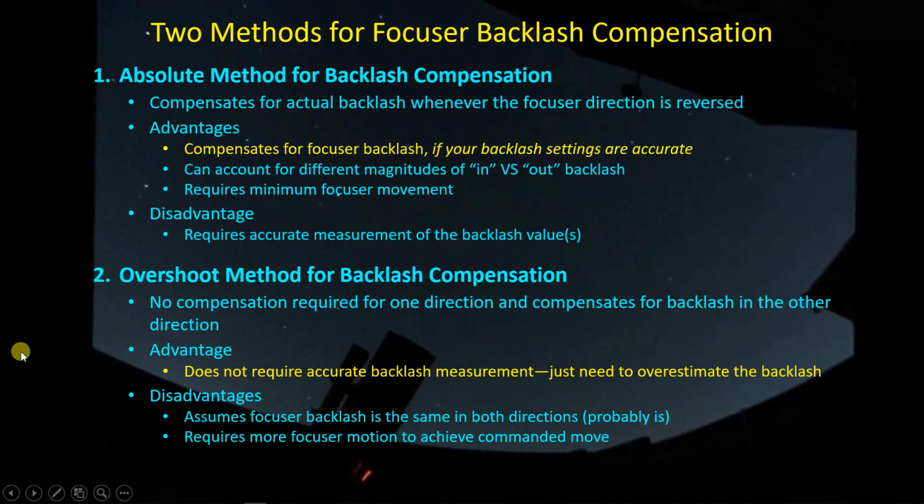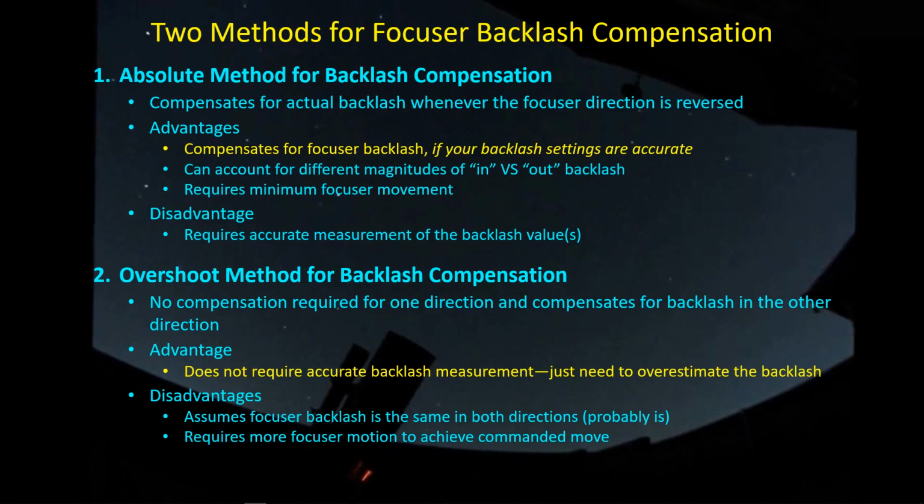The advantage of this approach, as we'll discuss in more detail going forward, is that it does not require accurate backlash measurement. If you have an idea of how many steps of backlash there are in your focuser system, then that's fine. Just an idea, and now double that estimate, or increase it by 50%. All you need to make sure is that you overestimate the amount of backlash that's actually in your system.